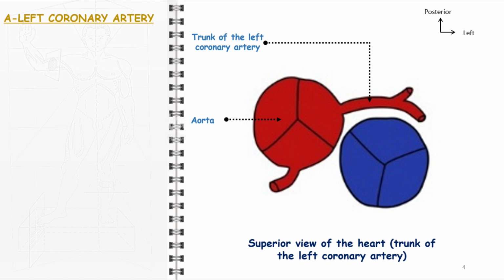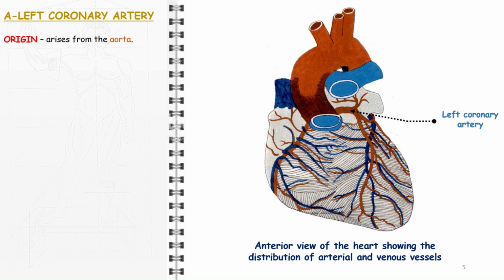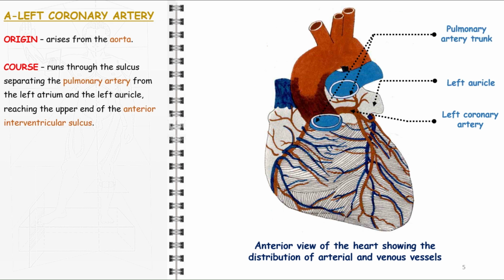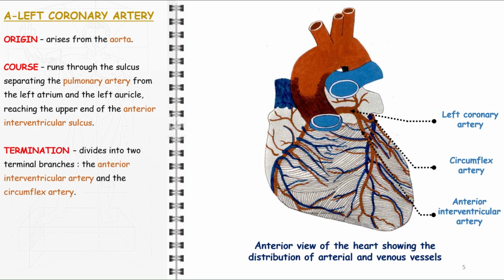The left coronary artery arises from the aorta, just above the left semilunar valve. It runs through the sulcus separating the pulmonary artery from the left atrium and the left auricle, reaching the upper end of the anterior interventricular sulcus. After a short course, it divides into two terminal branches, the anterior interventricular artery and the circumflex artery.